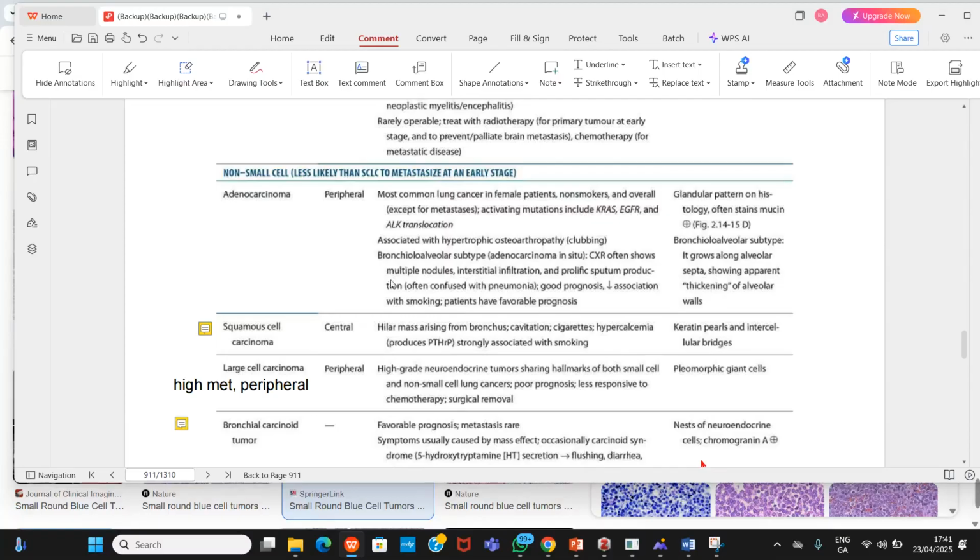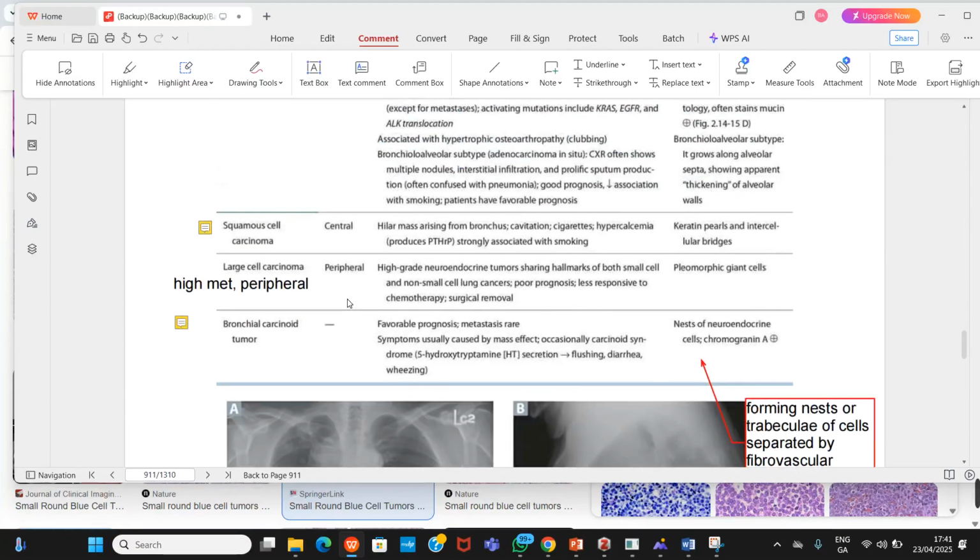small cell carcinoma easily. So adenocarcinoma, this is the one that is peripheral and is not associated with smoking. In fact, it's common in females that are non-smoking. They're the ones that have adenocarcinoma. And they usually have activating mutations involving KRAS, EGFR, and ALK. It's associated with finger clubbing. That is the paraneoplastic manifestation.